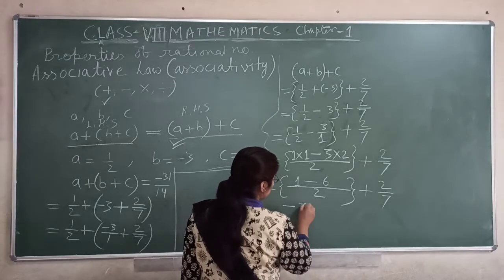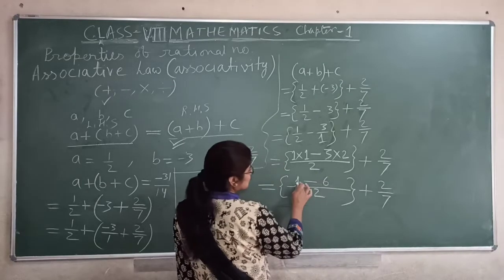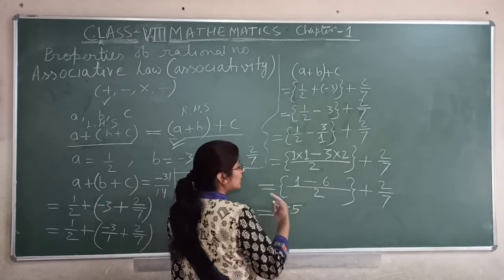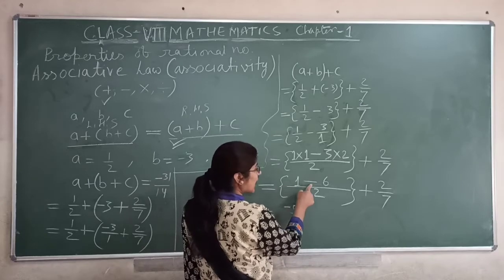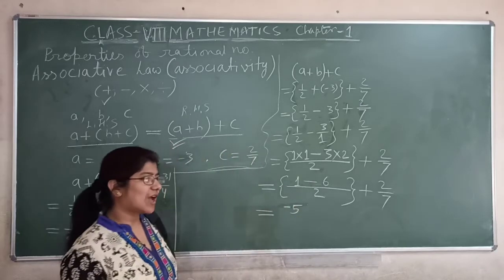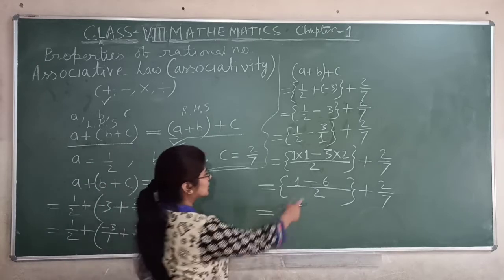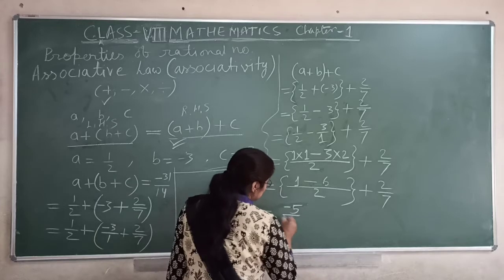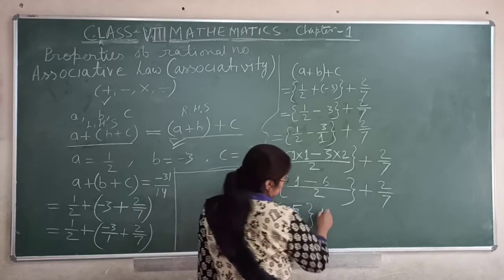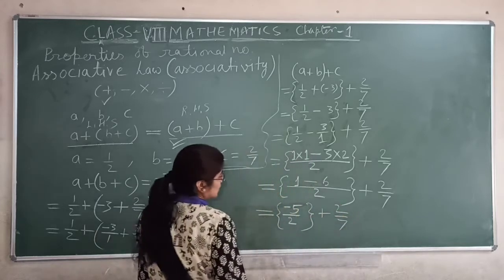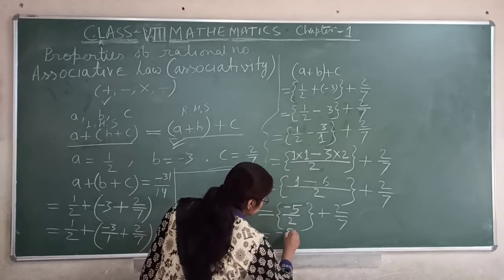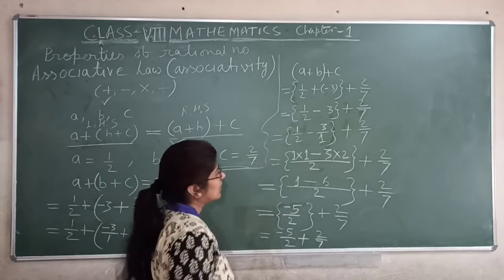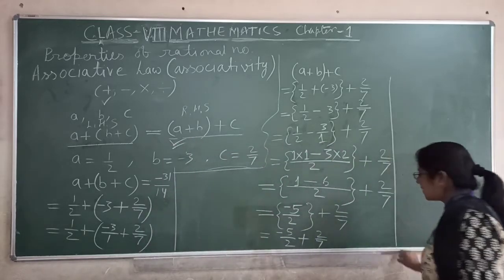Then equal to here how much? Minus 5. Look, 6 minus 1 how much? 5. Sign of greater number. While we are doing subtraction here, this is positive, this is negative. So opposite sign, subtracted. So 6 minus 1 is 5 and sign of greater number. So that's why minus here, 2 here. Bracket start plus 2 by 7. Okay, then you have minus 5 upon 2 plus 2 upon 7. Again we will calculate this one.